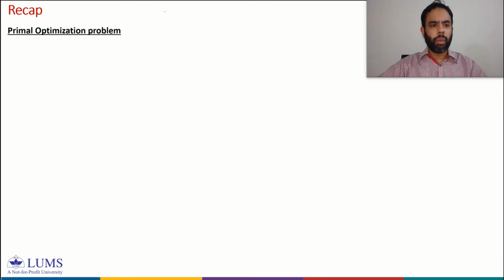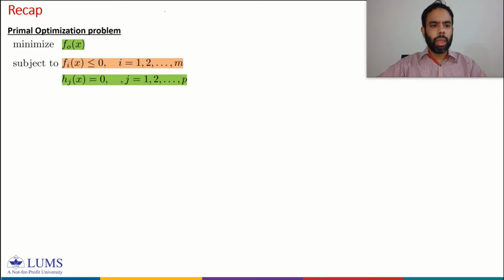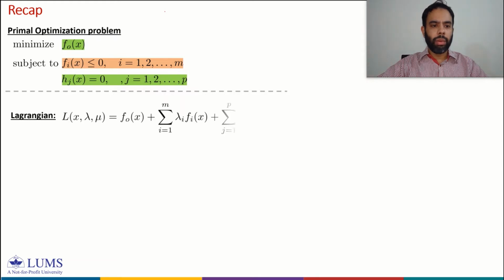So we started with a primal optimization problem, and that does not need to be convex. For this primal optimization problem, we constructed a Lagrangian function that is denoted by L, a function of x, lambda, and mu, which we constructed by appending the objective function with a weighted sum of inequality constraints and a weighted sum of equality constraints. And we also showed that this Lagrangian is affine in lambda and mu for fixed x.